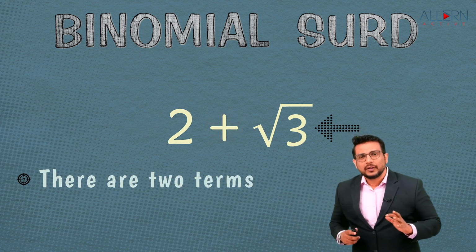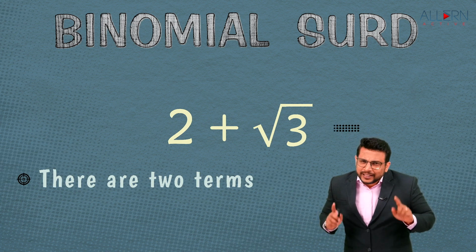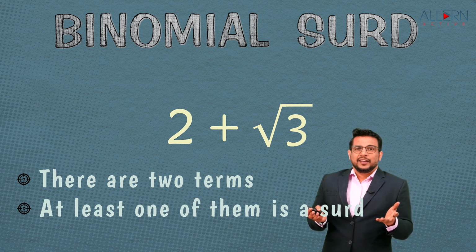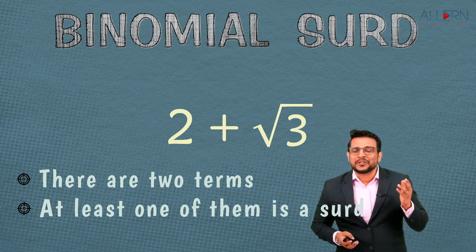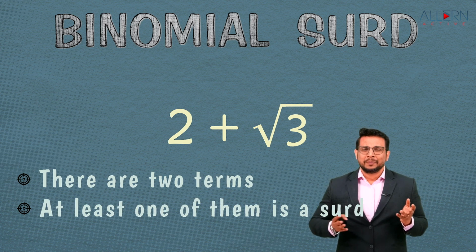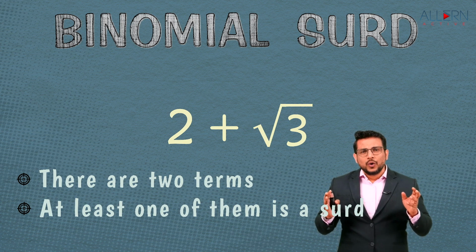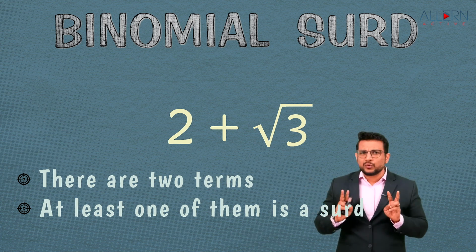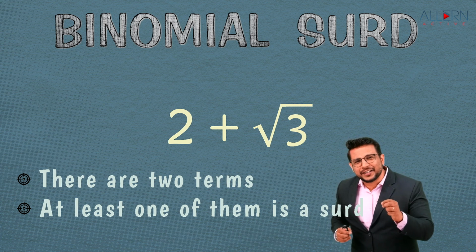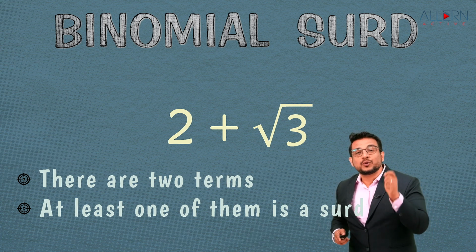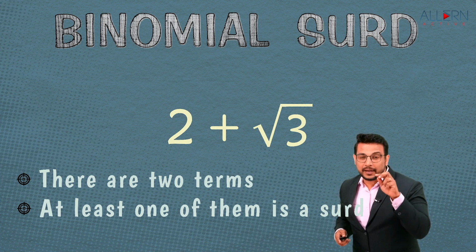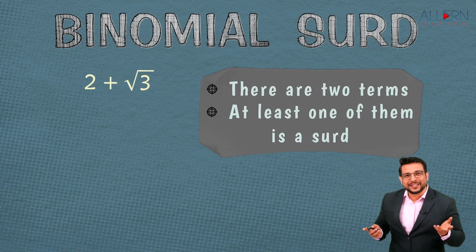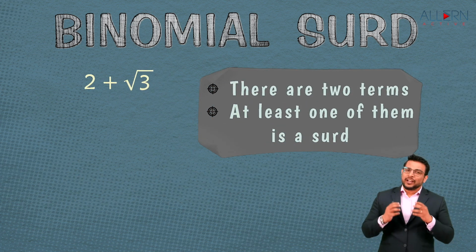That's very clear. Now, but is it a binomial surd? For that, remember, out of the two terms, at least one term has to be a surd. And we know that here, the term root 3 is a surd. That means this is a binomial surd. So, what is said to be a binomial surd? We know there have to be two terms, and the second condition is that at least one of those two terms has to be a surd. That means both the terms can be surds. We can have root 3 plus root 5, which is also a binomial surd. So we have understood what a binomial surd is.